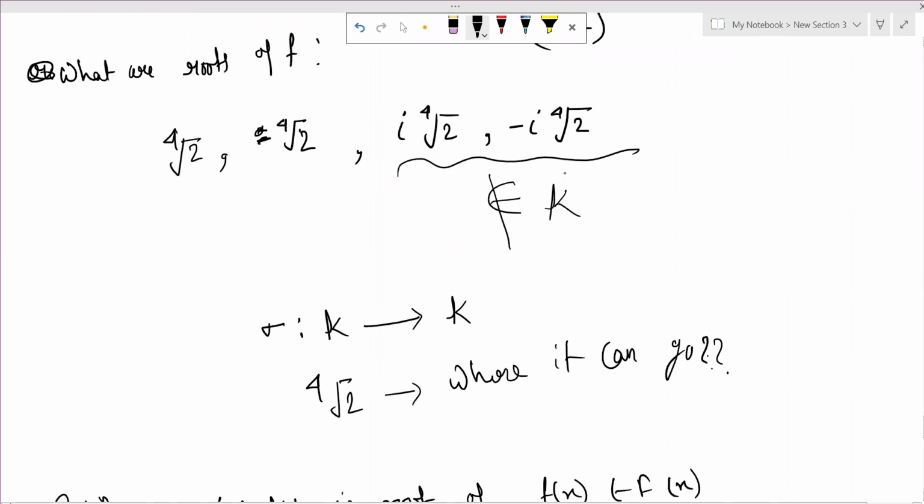How will you apply it? These two are not elements. i times the fourth root of 2 and minus i times the fourth root of 2 are not elements in K. So now only these two elements are in K. So one choice is that the fourth root of 2 goes to the fourth root of 2, and on Q it should be the identity, right? Because this is a field homomorphism. And the other choice is that the fourth root of 2 goes to minus the fourth root of 2, right?